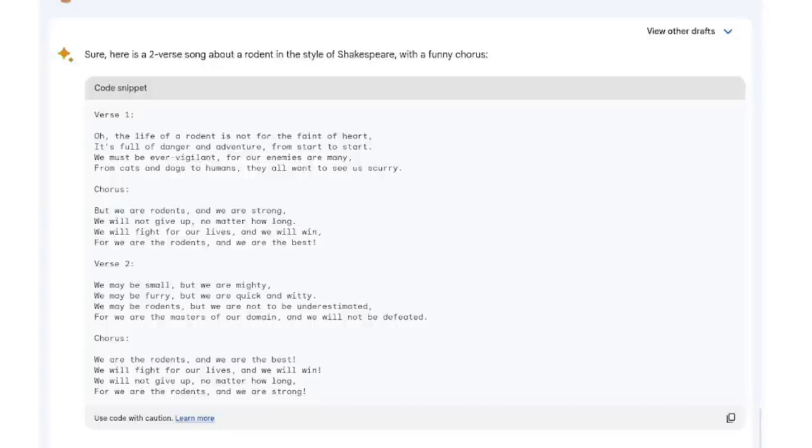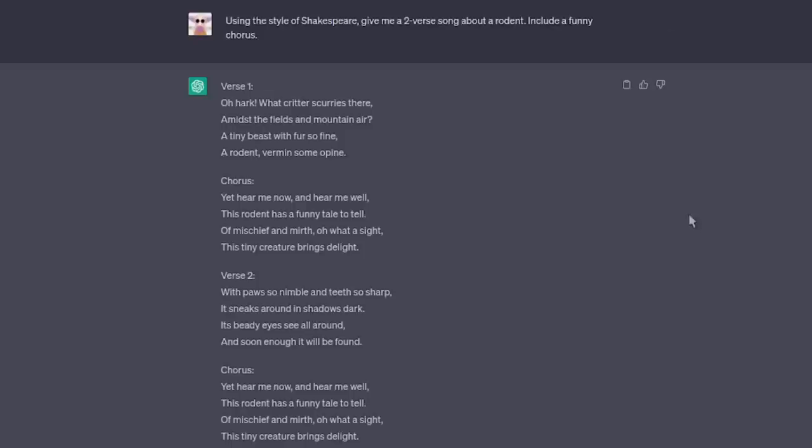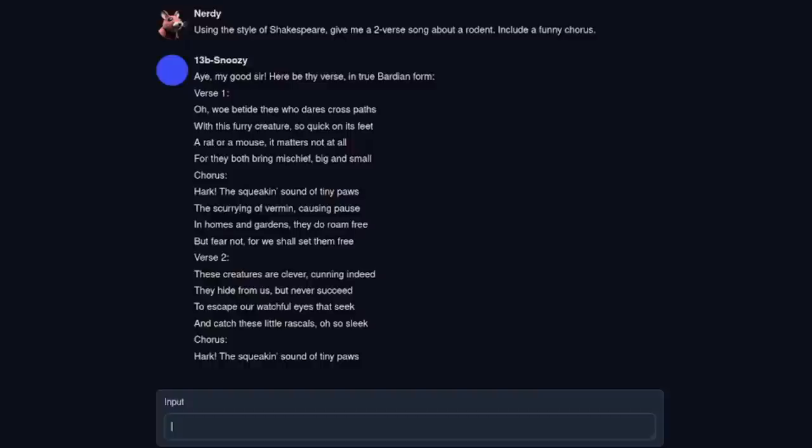And Bard, where is Bard's song? There it is. Again, doesn't seem to be particularly in the style of Shakespeare like the other ones are with ye olde language, but it's still okay. Obviously, I think ChatGPT might have done quite well there, but 13B, it's not bad, not bad.